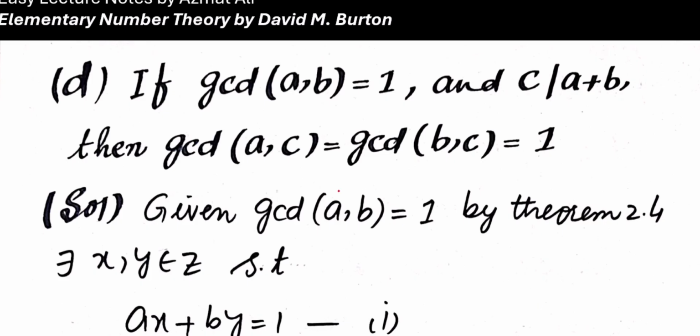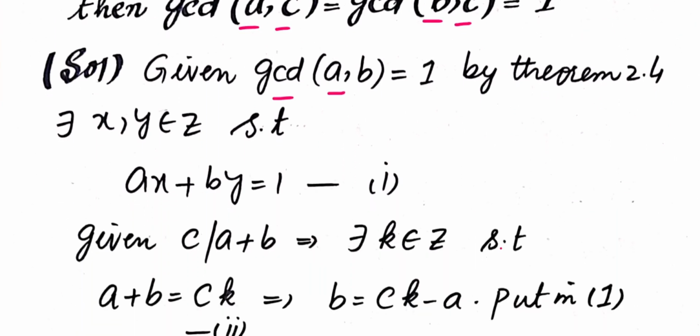Last part, D part. If GCD of A and B is equal to 1 and C divides the sum of these two numbers, A and B, then GCD of A with C and GCD of B with C both are equal to 1. Given that GCD of A and B is equal to 1, again by using theorem 2.4, we can find integers x and y such that we can write the linear combination Ax plus By is equal to 1. It is given that C divides the sum A plus B. So by using the definition of divisibility, we can find an integer K such that this number A plus B, that is the dividend, can be written as C times K.